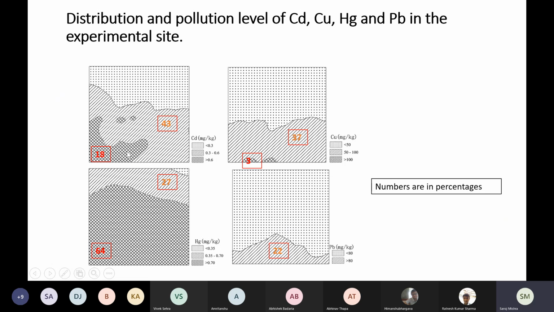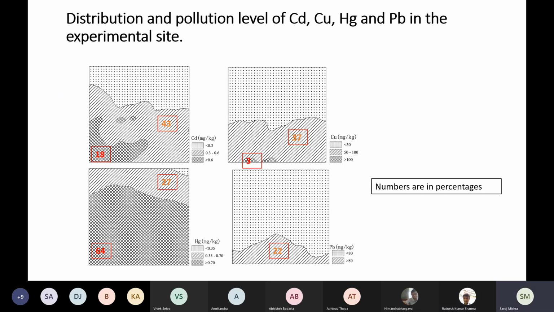The crossed region, what you see here, contains more than 0.6 milligram of cadmium per kilogram of soil, so this is heavily contaminated, heavily polluted soil. The 18 indicates that 18% of the total cadmium content is distributed only in this particular area. I hope you're able to understand all of these numbers.